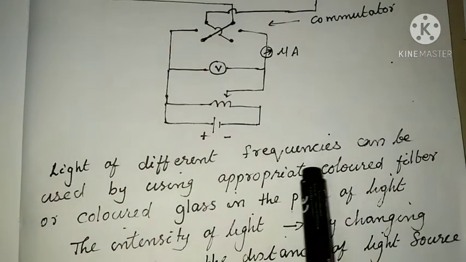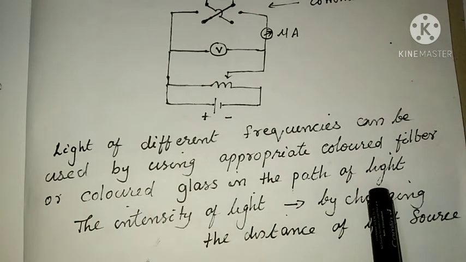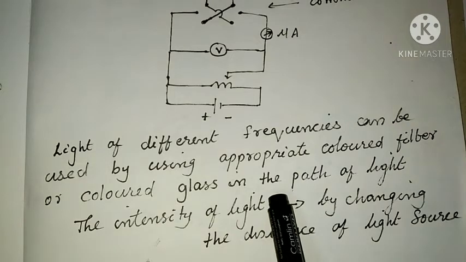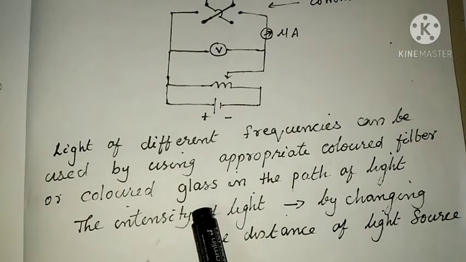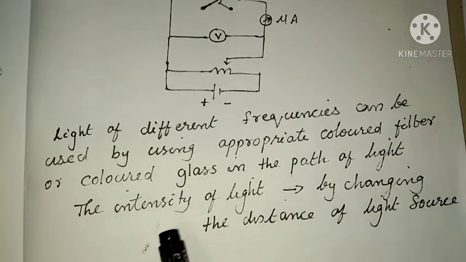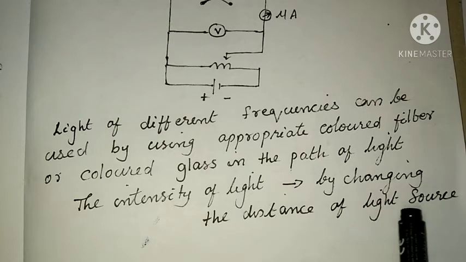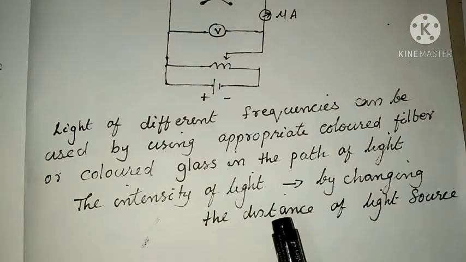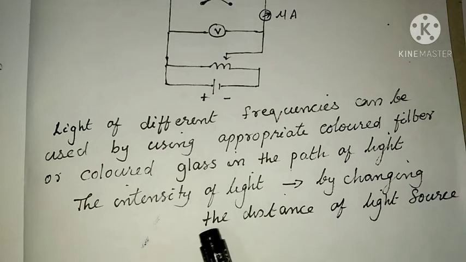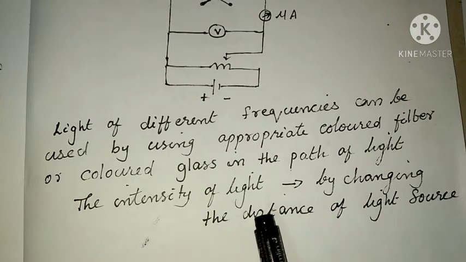We can change the frequency of the light by using the appropriate colored filter or colored glass in the path of light, or we can cover the source bulb with some color filter. So we can change the frequency of the light source, and also we can change the intensity of light by changing the distance of the light source. When you place the source very near to the evacuated glass tube, we can increase the intensity of light, and when we place the light source far away, we can decrease the intensity. So in this way we can change the intensity of the light.